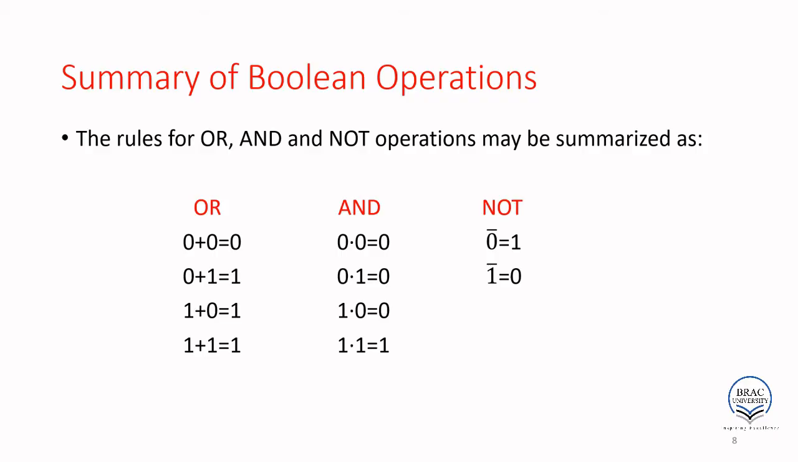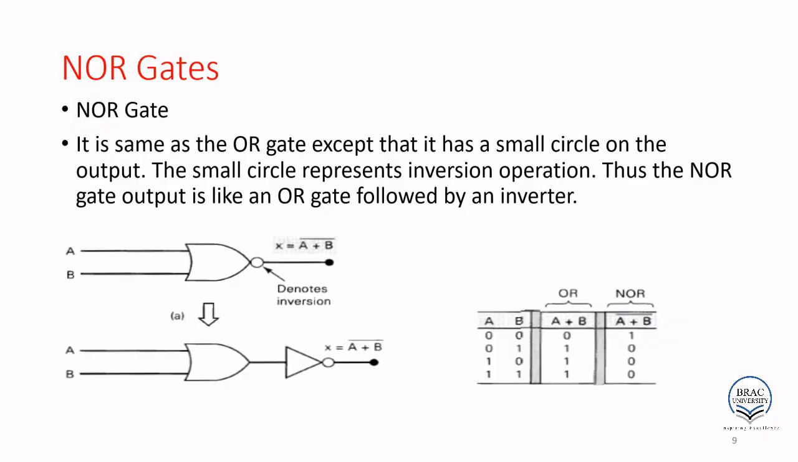throughout the course. NOR gate. It is the same as the OR gate, except that it has a small circle on the output. So it is this one. The small circle represents the inversion operation. Thus, the NOR gate output is like an OR gate followed by an inverter.